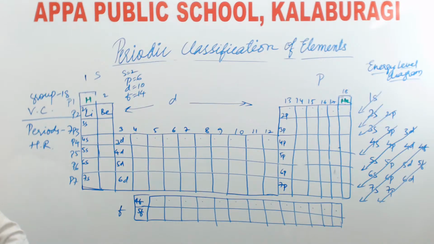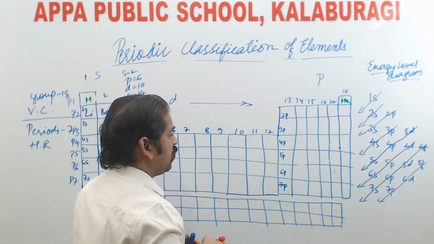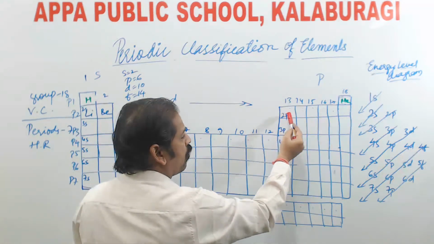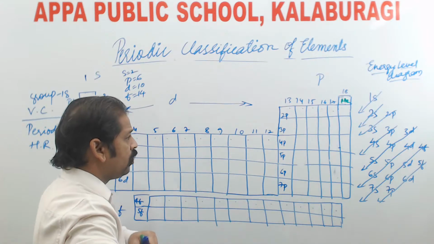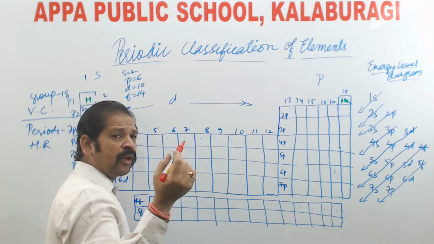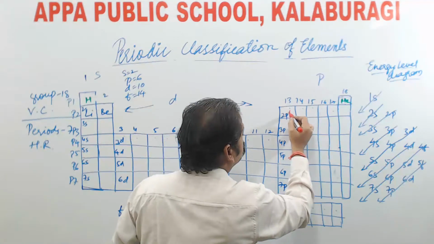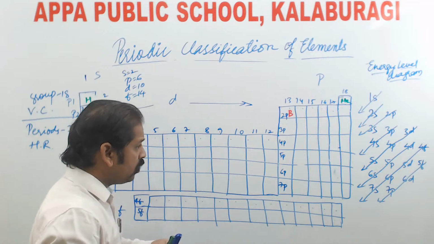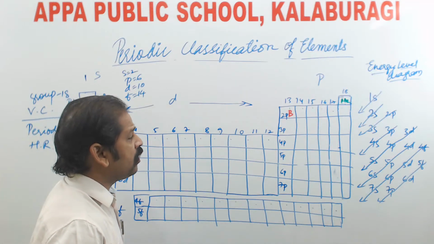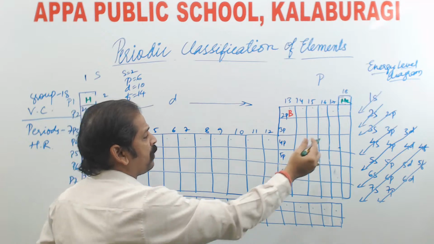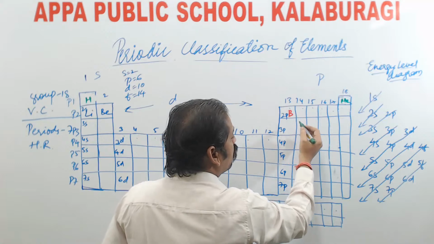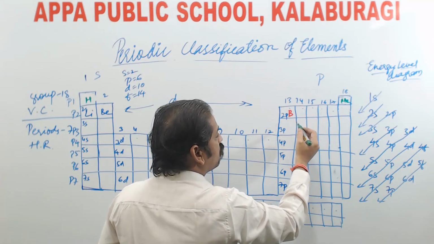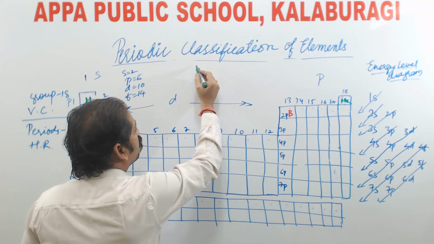2p is there: 2p1, 2p2, 2p3, 2p4, 2p5, 2p6. With 2p we have boron. I'll mark boron with the red pen. After 2s we have 2p1, because 2p has a maximum of 6. 2p1 is boron, 2p2... See here, hydrogen. I show it.